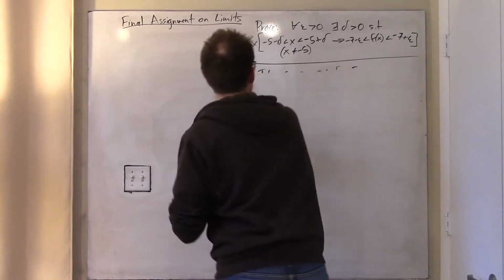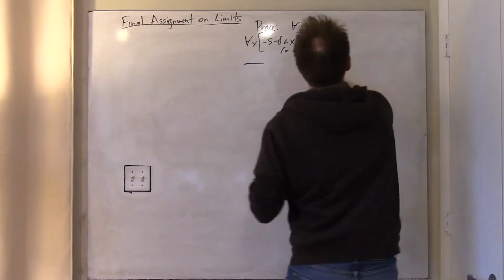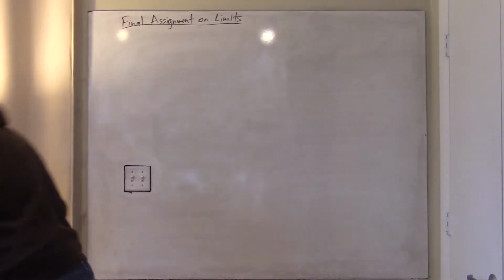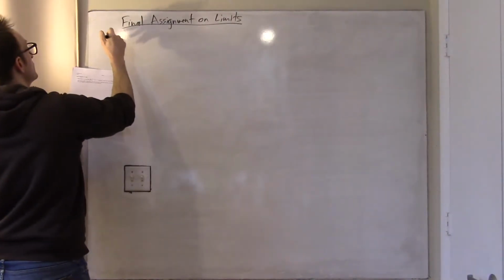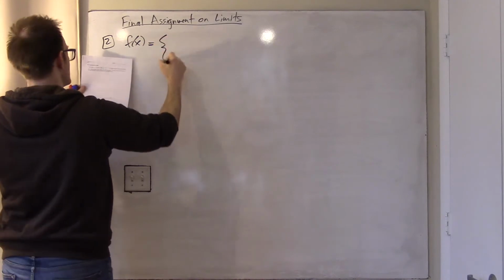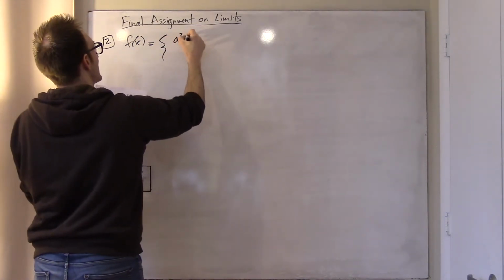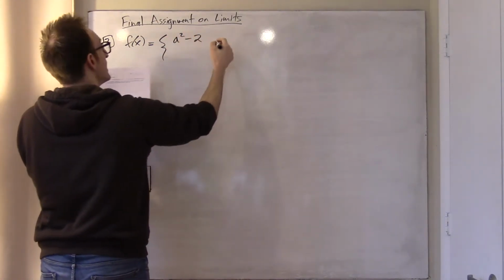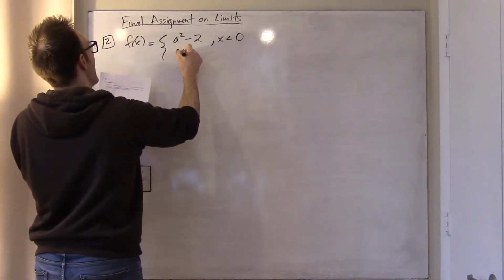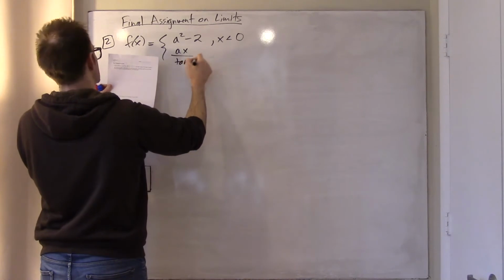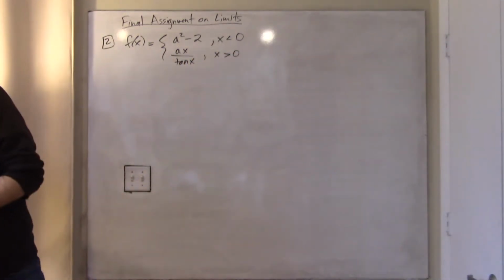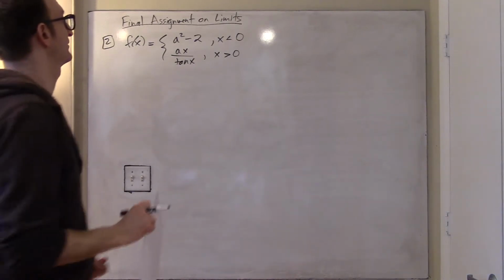So number 2 was a pretty easy problem, I think. Number 2 gave you a function, and the function was defined piecewise. It's a squared minus 2 if x is negative, and it's ax over tan x if x is positive. Well, question, what is a? A is some kind of constant.